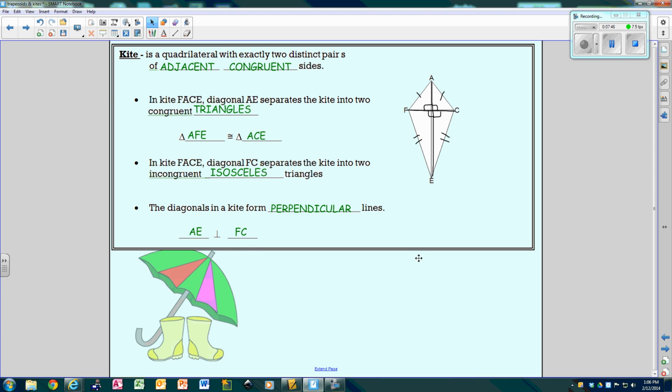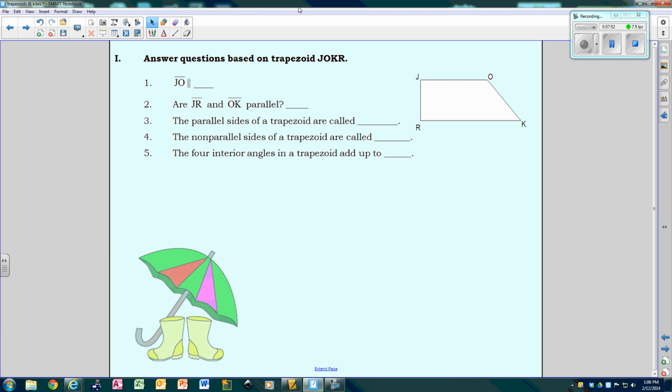All right. So now let's just go through and play with some trapezoids and some kites and answer some questions. So JO, if we're looking over here, they want to know what JO is parallel to. Since JO is a base, it's going to be parallel to RK. Is JR parallel to OK? Well, obviously the answer is going to be no, because those are your legs. The legs are not going to be parallel to each other.